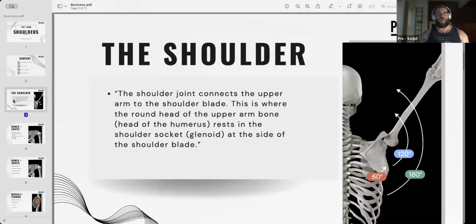So when we deal with the shoulder, I pulled this definition straight from a PubMed study about shoulder anatomy, and it's overly simplified. For those of you following along at home: the shoulder joint connects the upper arm to the shoulder blade. This is where the round head of the upper arm bone, the head of the humerus, rests in the shoulder socket, the glenoid, at the side of the shoulder blade. And it's like, you play stupid games, you win stupid prizes.